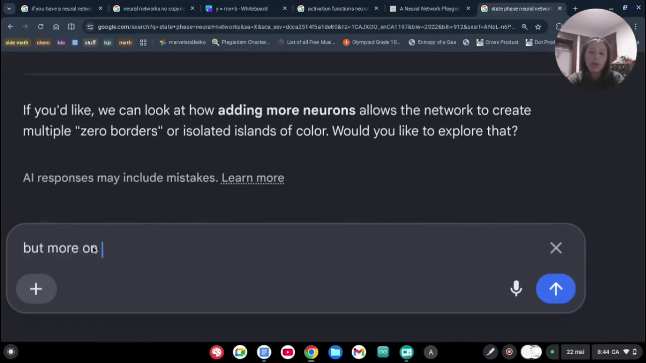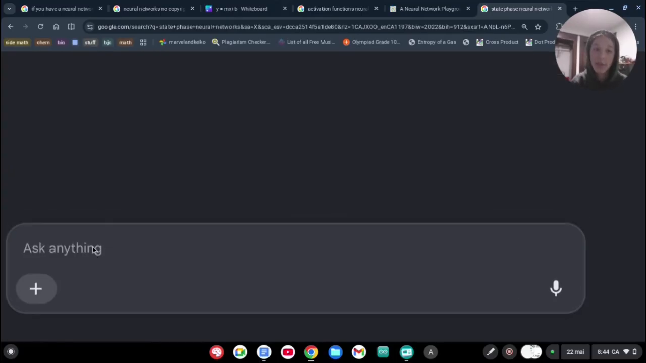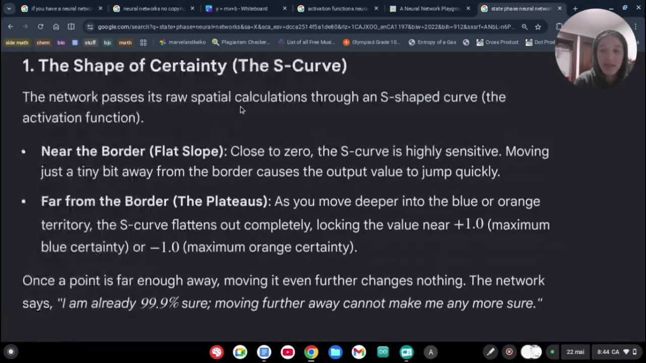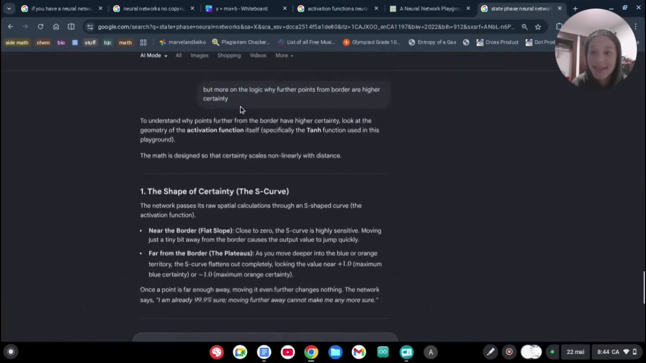But more on the logic, further points from the border are higher certainty. I guess I'm really just getting Gemini to teach us, guys, sadly. We will get past this.